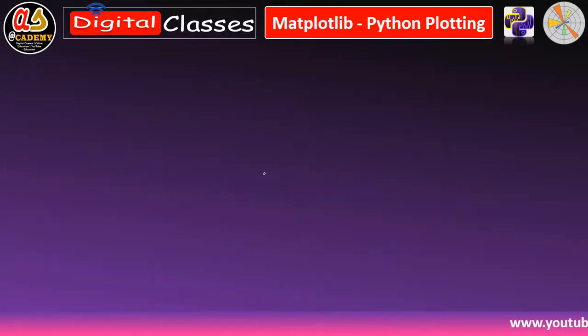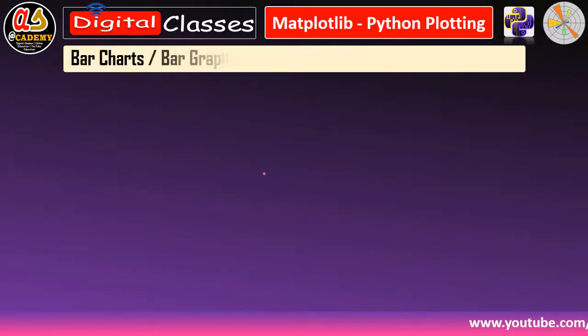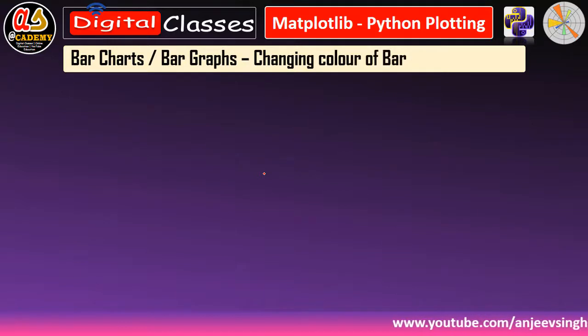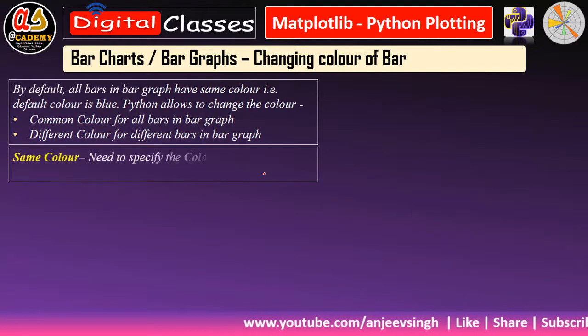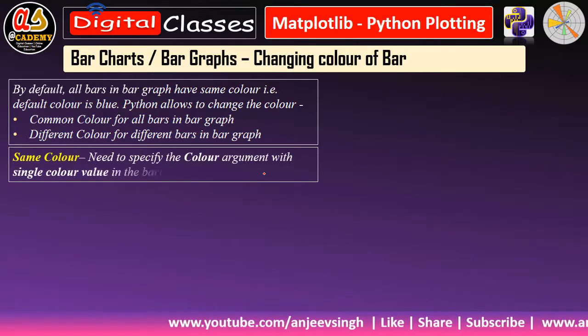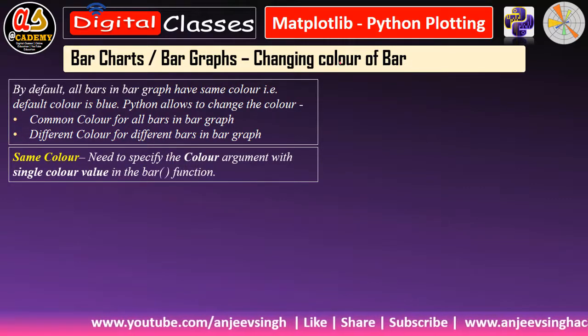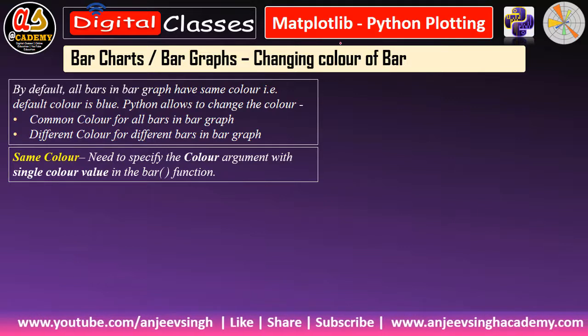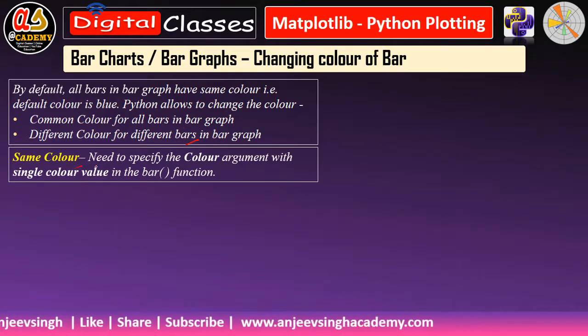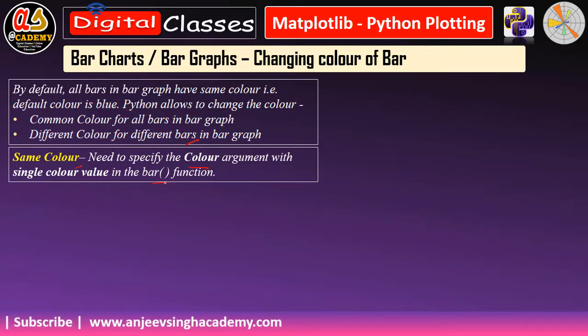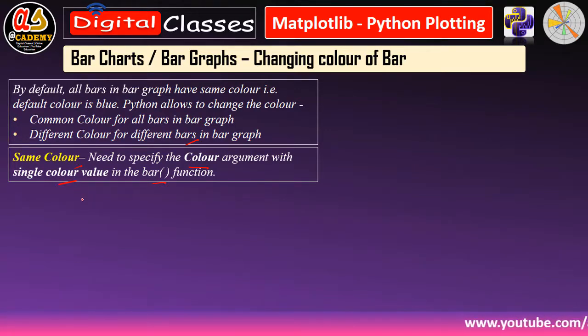Now we are going to change the color. How can you change the color of the bars? Changing the color of bars is possible here, and just like width, you can also decide the bar color. You can decide a common color for each bar, and you can decide different colors for different bars. If you are deciding the same color, you need to specify the color argument with the bar function, and you have to provide only one color.